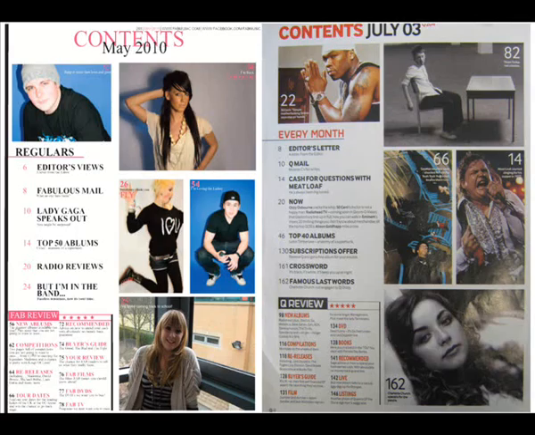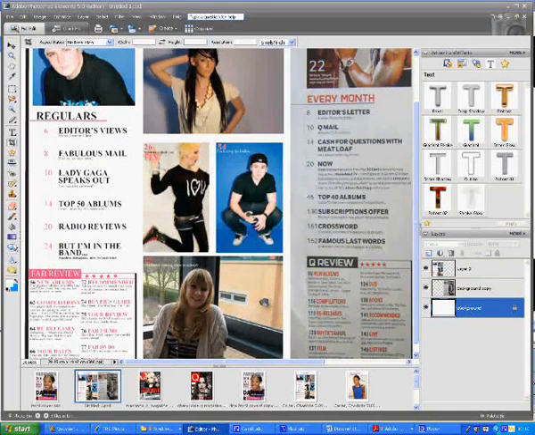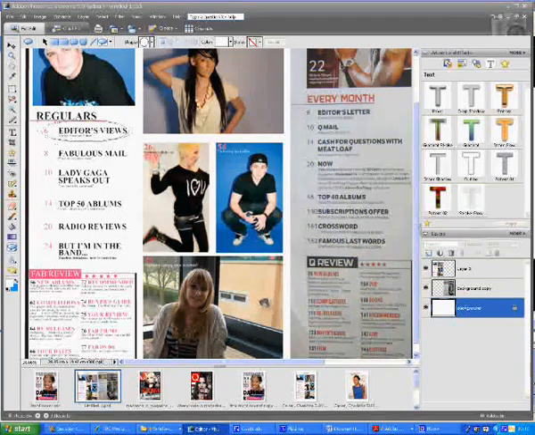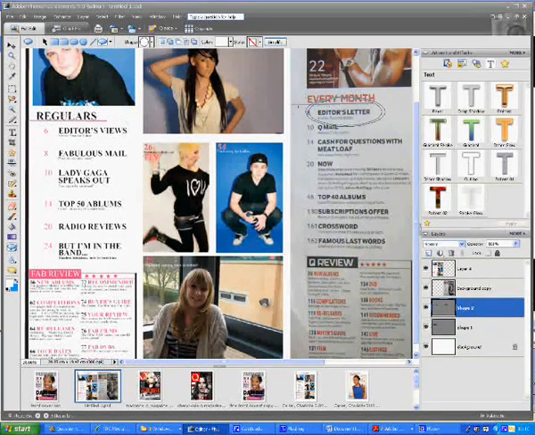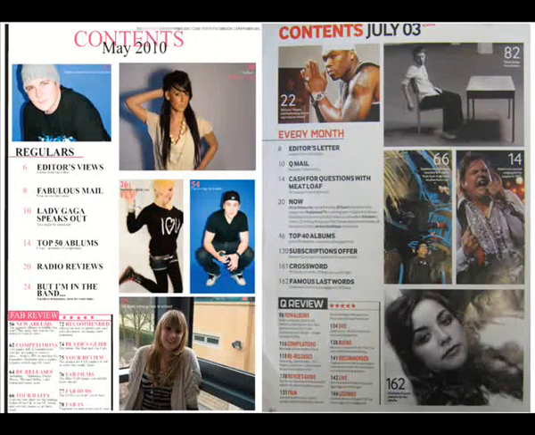For the second page of my contents, I have used a similar layout to Q, as I feel that it looks neat, as everything has its place. I have tried not to copy the same headings, but have used different words to say the same thing. For example, instead of writing editor's letter, I have put editor's views. I have placed my pictures in the same position that Q Magazine has, as it will show the audience as much of the magazine as possible without giving away too much.